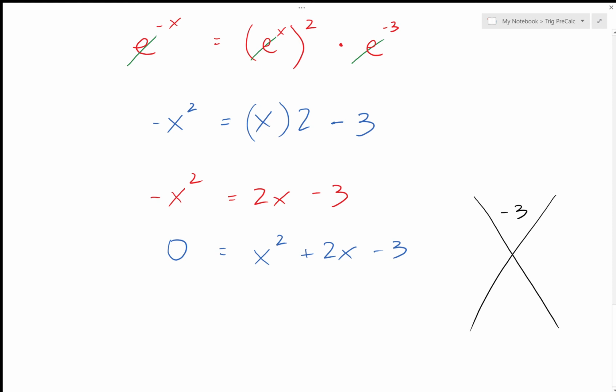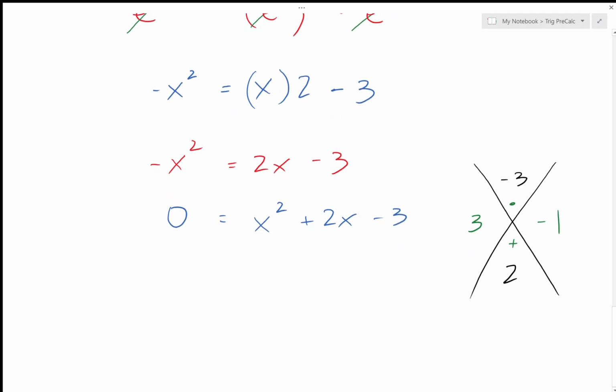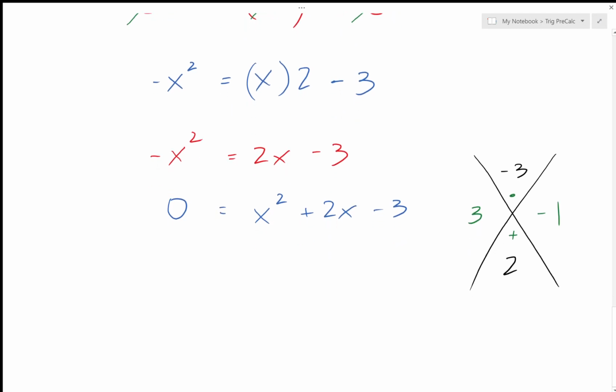Top number is a negative 3, bottom number is a 2, so the numbers we're looking to complete that are going to be, let's see, that's a multiply, that's an add, 3 and negative 1. Okay, but remember to get your final answers. It looks like we're going to have two answers based off of this. We take the opposite of those because there's no a value, so x is negative 3 and x is positive 1.